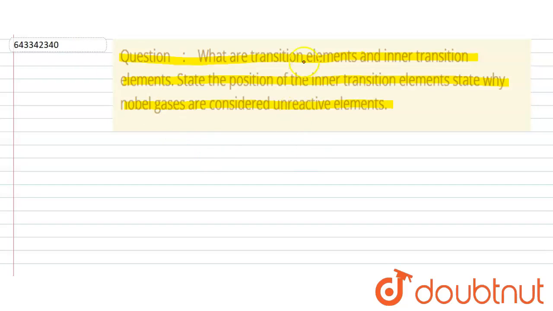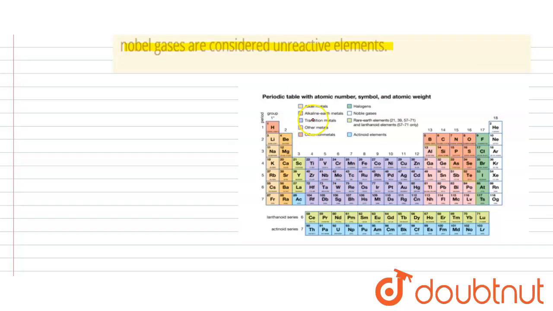Now let's begin. First we have been asked, what are transition elements? Here is the periodic table. You can see in groups 1 and 2, these two groups are considered S block elements. And here from 13 to 18, it is considered as P block elements. Then from group 3 to group 12, these particular groups are considered as transition elements.